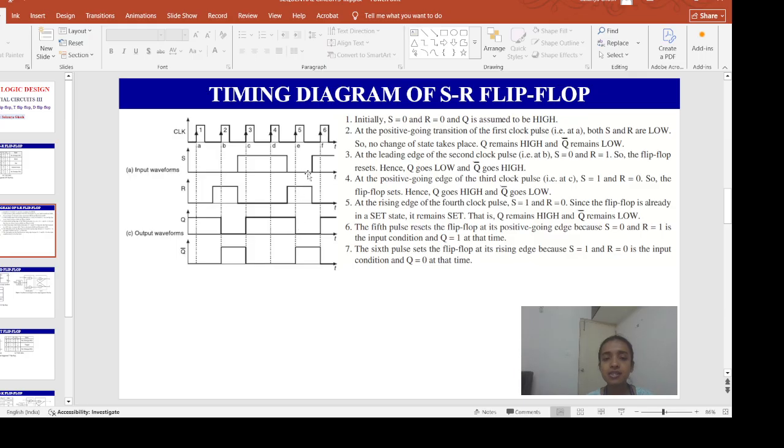If S is again 0 and R is 1, that means Q will be 0, right? So the sixth clock pulse sets the flip-flop at its rising edge, because S is 1 and R is 0 at the input condition and Q equals 0 at that time.